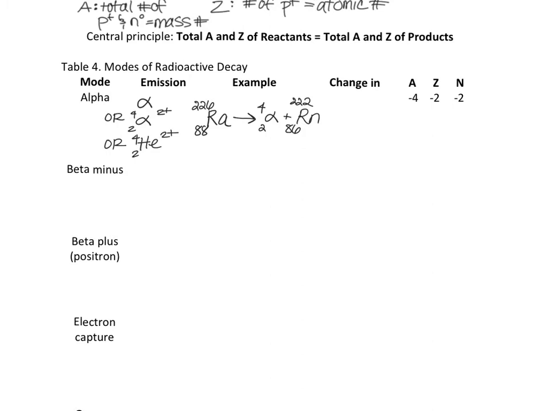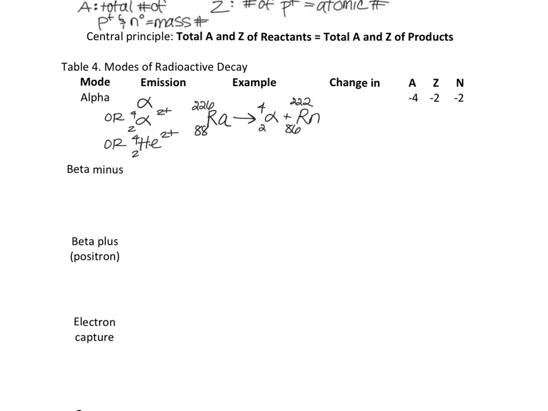Why is that? If this loses an alpha particle, notice there are going to be 86 protons left over, because the number of protons on the right has to equal the number of protons on the left. In addition, the total number of nucleons, protons and neutrons, on the right has to equal the number of neutrons and protons on the left. So this is how you balance a nuclear equation.